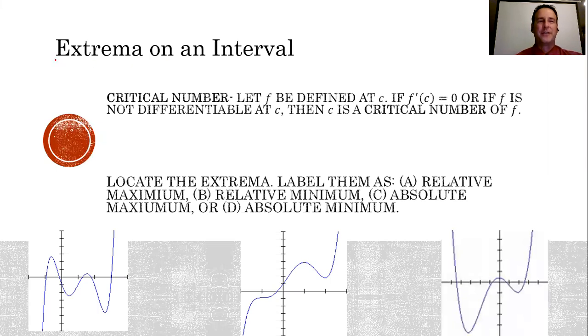Extrema on intervals, more specifically, critical values. Okay, and a critical number. A critical number: let f, which is a function, be defined at c. Remember, c is usually an x value. If f prime of c is equal to 0, meaning the derivative is equal to 0, or if f is not differentiable at c, looks like it's undefined at c, then c is a critical number of f. Okay, so that is our definition.